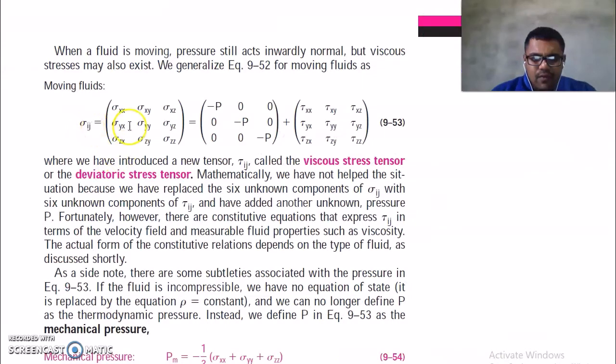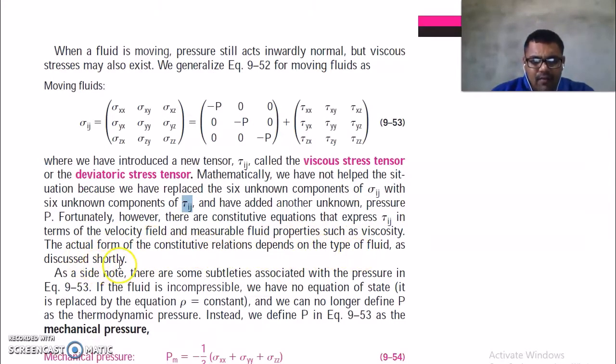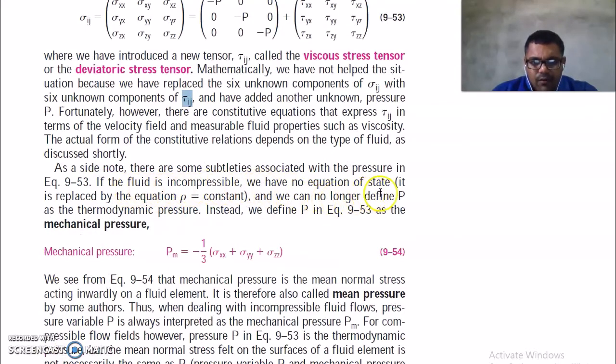When your fluid is moving, viscous stress may also exist. So in that case, your stress tensor sigma ij will become this, where this is your fluid pressure and this is your viscous stress tensor. Mathematically, we have not helped the situation because we replaced the 6 unknown components of sigma ij with 6 unknown components of the viscous stress tensor tau ij, and we have added another unknown, pressure P. Fortunately, however, there are constitutive equations that express sigma ij, or you can say tau ij, in terms of the velocity field and measurable fluid properties such as viscosity. The actual form of the constitutive relation depends on the type of fluid, as discussed. If the fluid is incompressible, we have no equation of state, and we can no longer define P as a thermodynamic pressure.